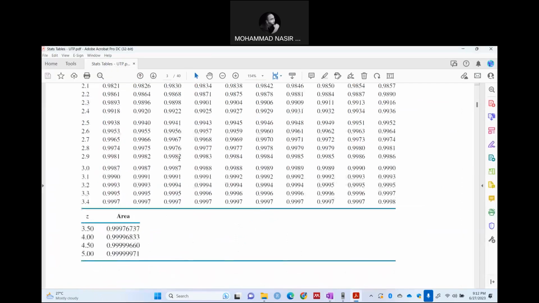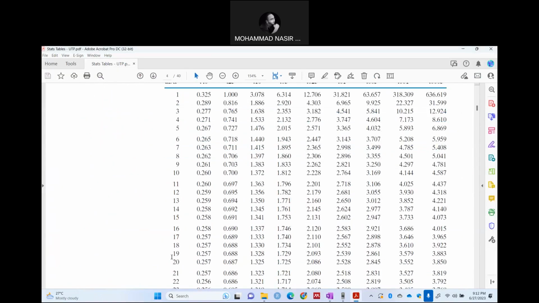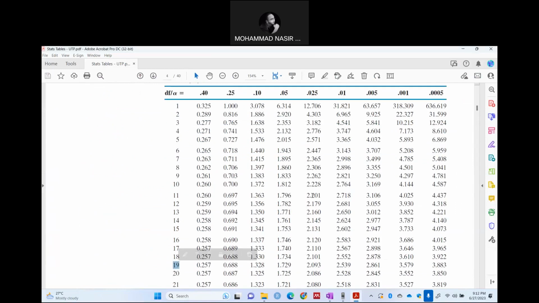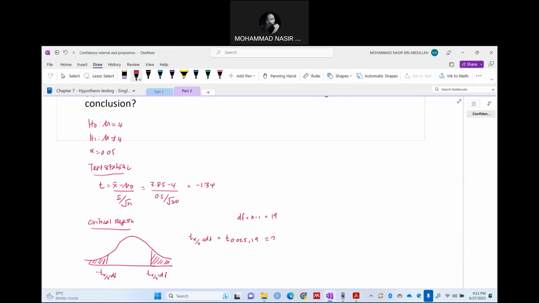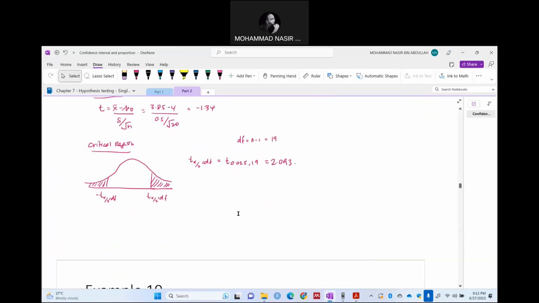So we look at a statistical table. Degree of freedom equal to 19, 0.025 will be 2.093, right? Okay. So this is 2.093. It means that this is 2.093 and this is negative 2.093.